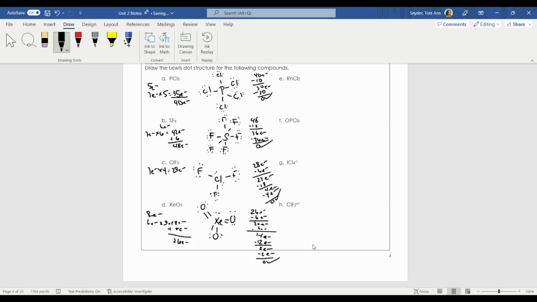Oxygen is always going to bond 2 times. And once we get into the next video, which deals with formal charge, you'll see why. But for now, just know oxygen is always going to bond 2 times. It has 2 lone pairs.